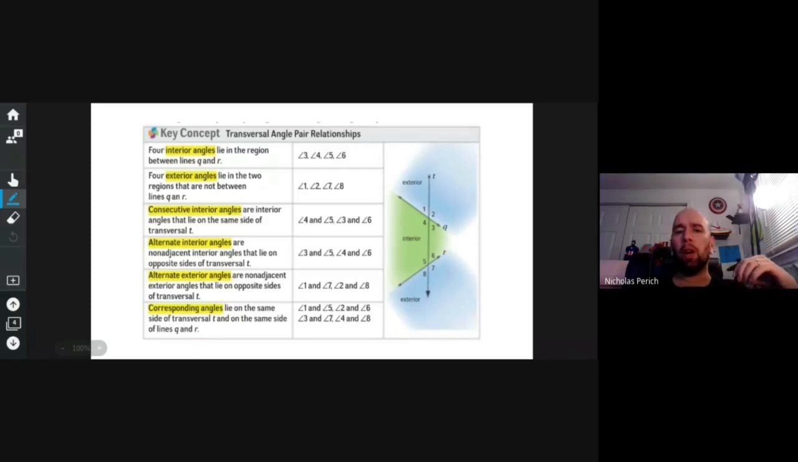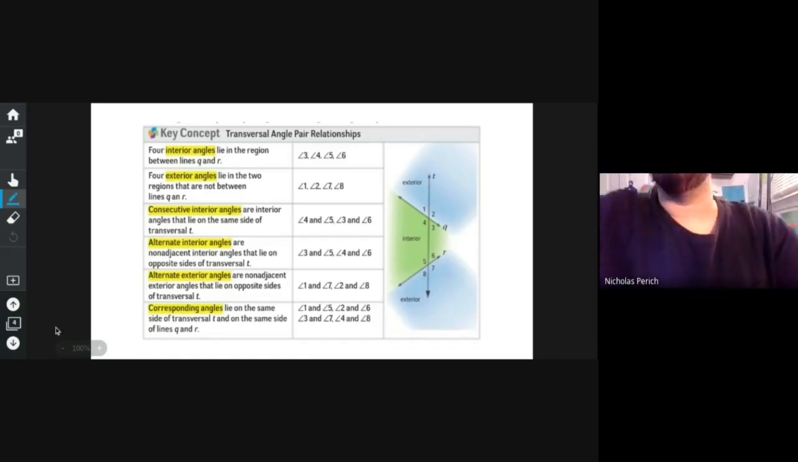Consecutive interior angles are going to be angles that are on the same side of the transversal, but on the inside as well. So 4 and 5 are consecutive. Let me get my pen.